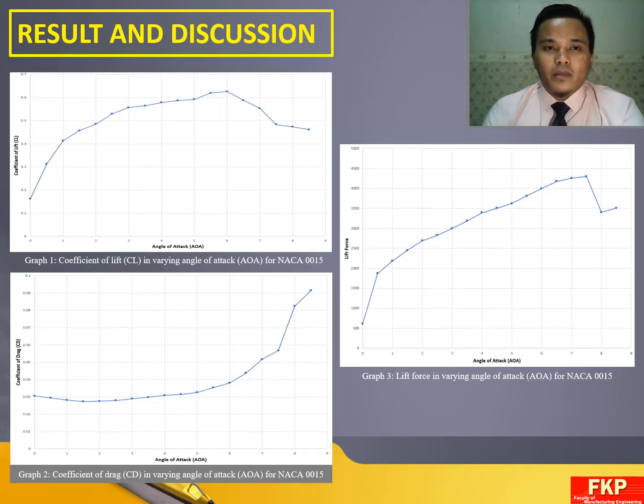Next, this part is about the plotting graph. Graph 1 is about the coefficient lift, graph 2 coefficient of drag, and graph 3 about the lift force of NACA 0015 with different angle of attack.